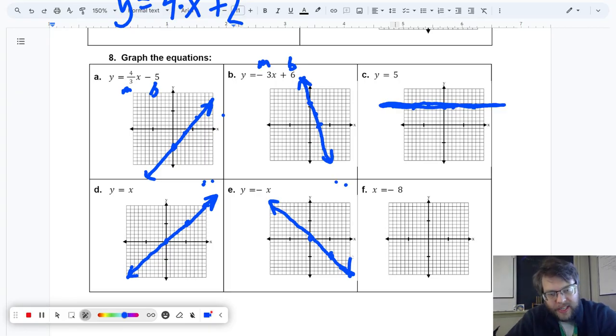Last one, x is -8. Here's a point where x is -8. Here's another point where x is -8, and another, and another. You'll notice that every point that has an x value of -8 is a vertical line.